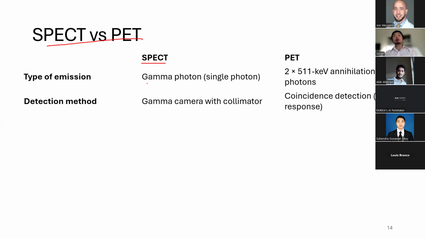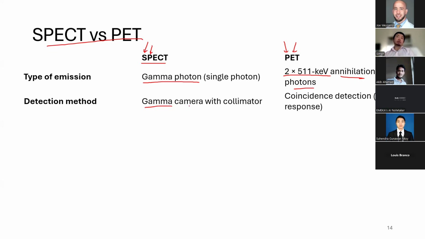Anyway, SPECT stands for single photon emission computed tomography, so the signal you're looking at is gamma photons. In PET, you're looking at 511 keV annihilation photons. PET stands for positron emission tomography, and the positron is the antiparticle of the electron. Once it gets emitted, it recombines with an electron and creates a positronium, which is unstable and eventually annihilates into two 511 keV photons.